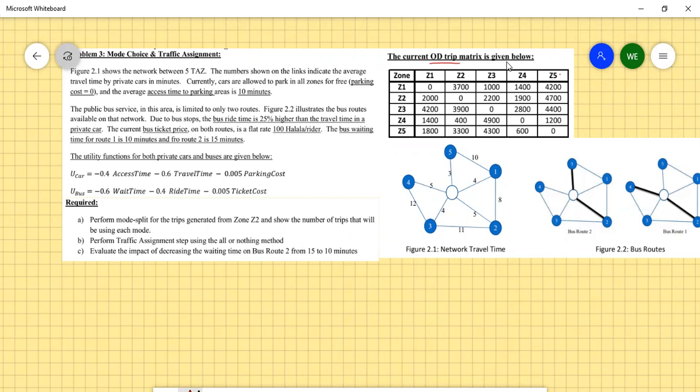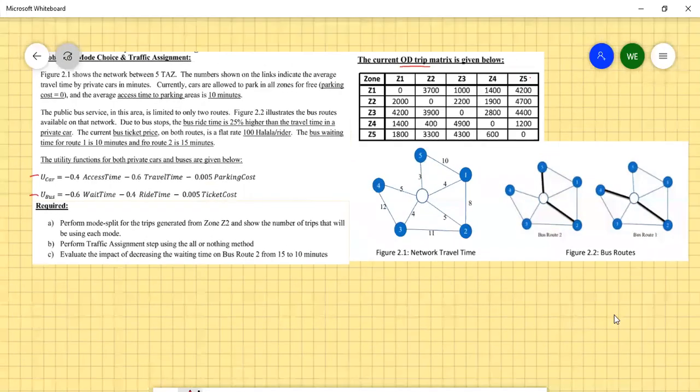For the mode choice, we have 2 modes, cars and buses. And as we can see here in figure 2, we have 2 bus routes. We have a bus route connecting zone 5 and zone 2, and we have another bus route connecting zone 4 and zone 2.